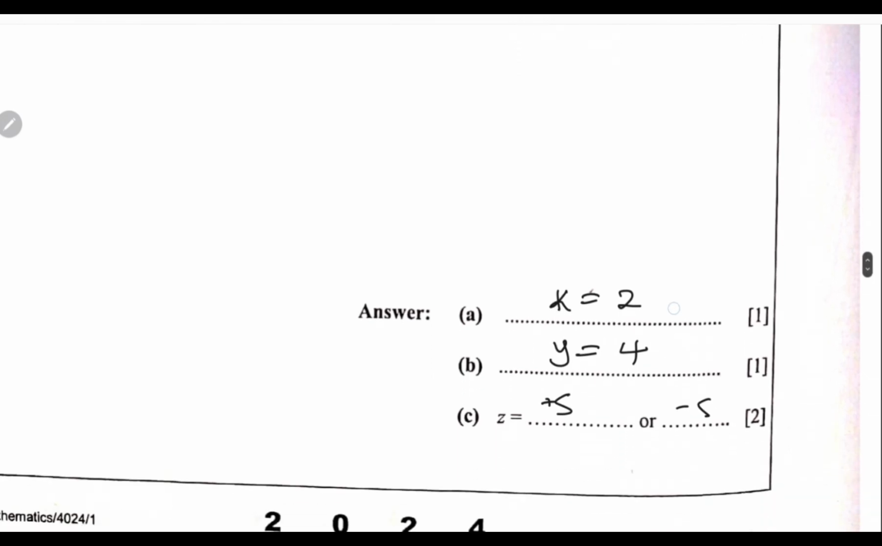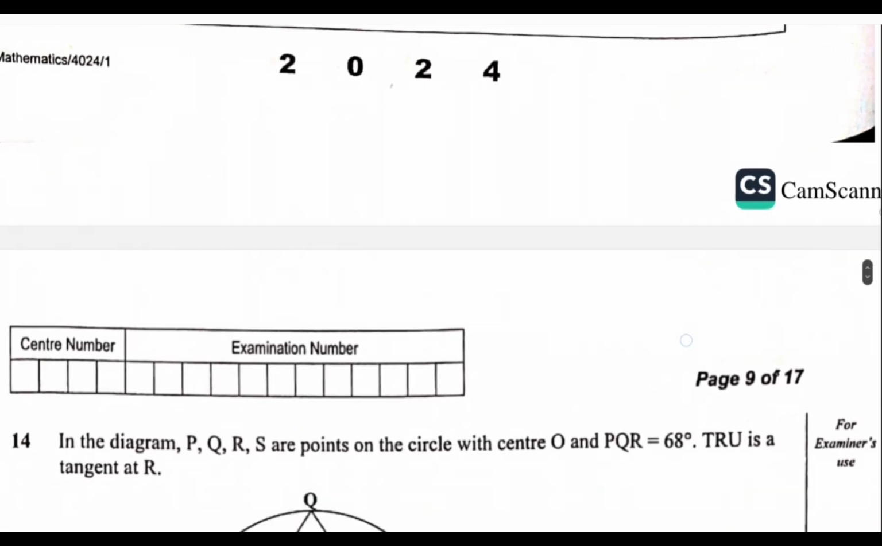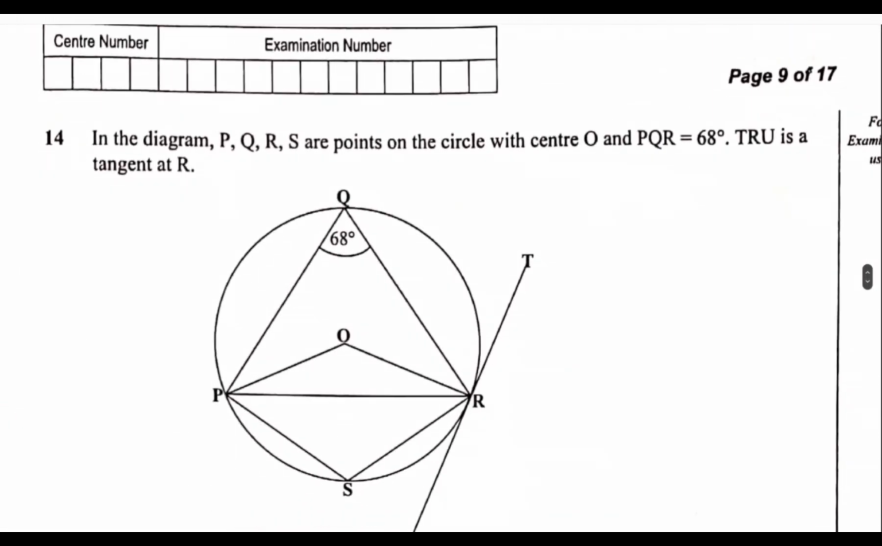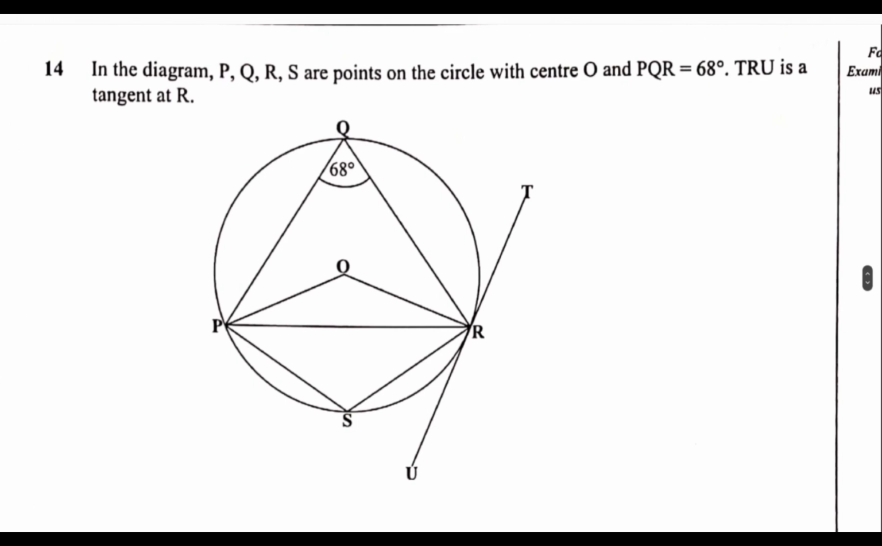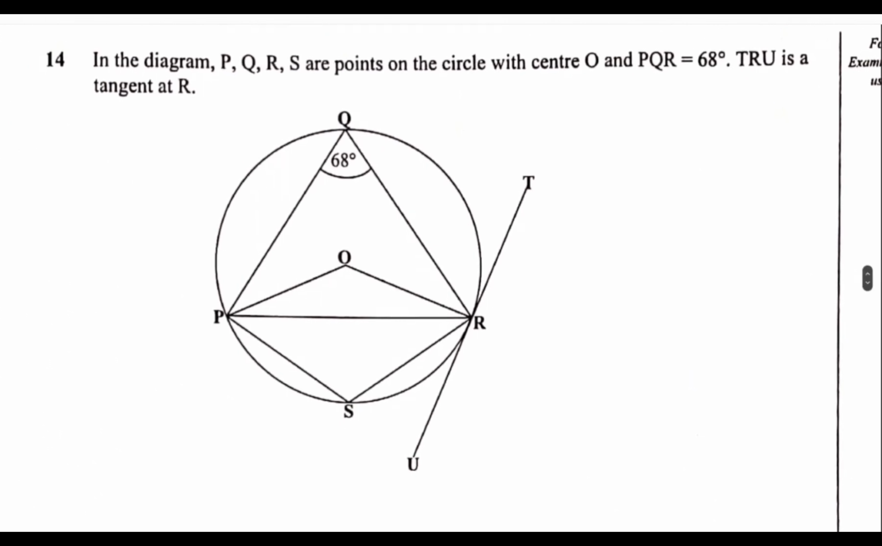Okay, so we move on to the next question. So the next question is circle theorems. The question reads, in the diagram, P, Q, R, S are points on the circle with center O. Okay, so we have the center there, and angle PQR is this angle which is 68 degrees. TRU is a tangent at R. So this is a tangent at R.